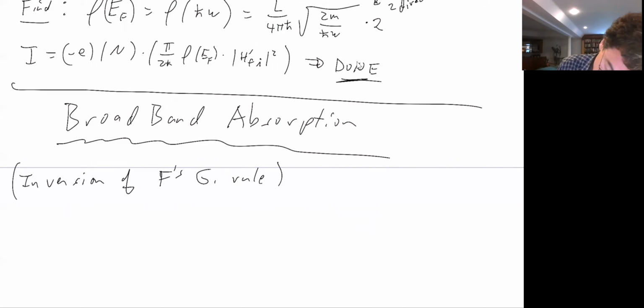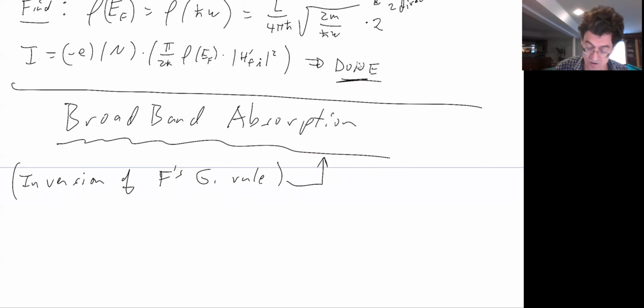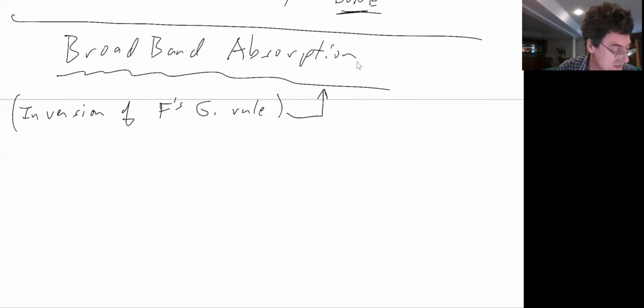So it's a cute example. It's in Griffiths' book. I really like it because it actually is important. It's an important physical phenomenon. And so let's talk about broadband absorption. And this is actually quite important, and it's not obvious at first, because in class we talk about this.